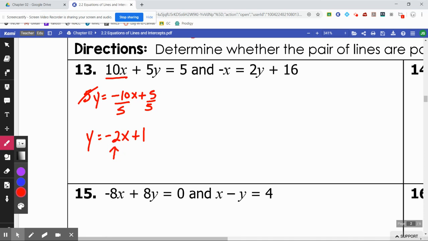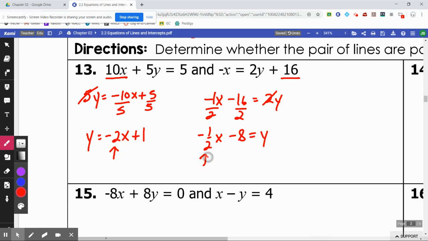The second line, let's get our y. We move our 16 over, and that gives me negative x minus 16 is 2y. Now you don't have anything to divide by here, so let's put a 1 there. Divide everything by 2, and that gives me negative 1/2 x minus 8 is equal to y. So my slope here is negative 1/2.